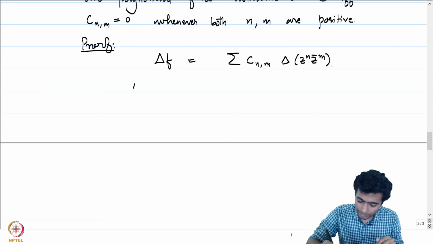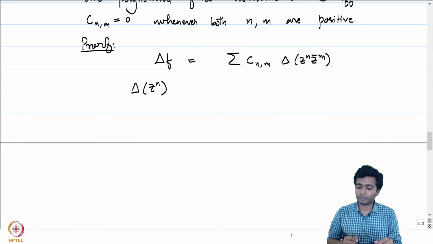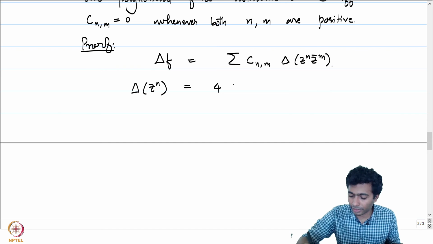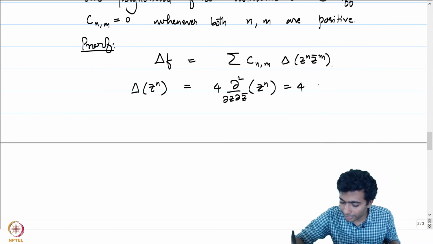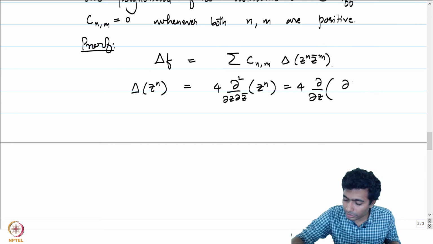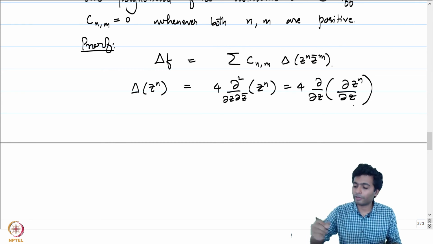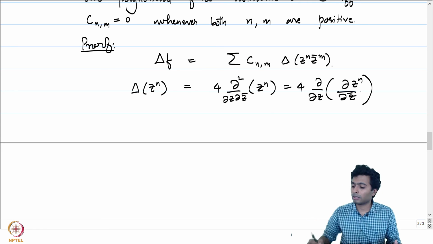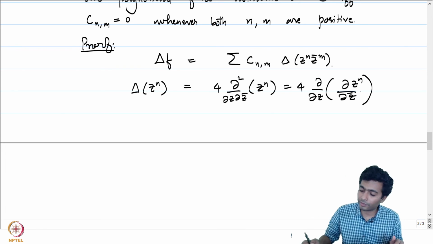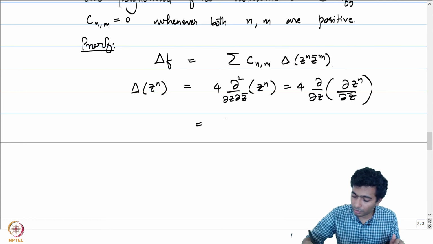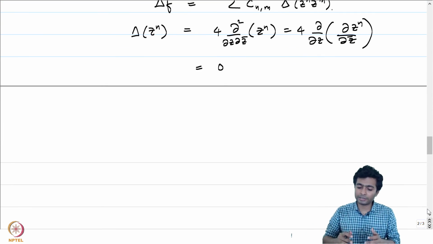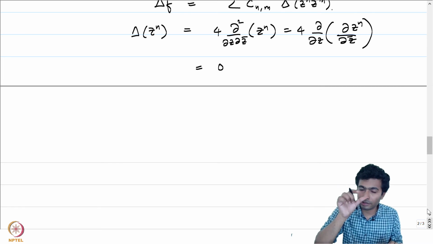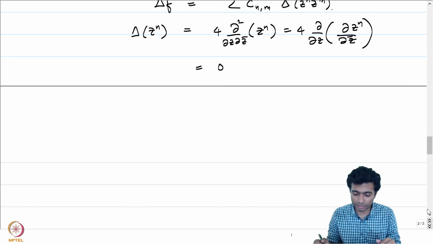The first question is, what is going to be the Laplacian of z^n? Remember that the Laplacian can now be written as 4 times ∂²/∂z∂z̄ of z^n in this case, which is equal to 4 times ∂/∂z of ∂(z^n)/∂z̄. And we have already seen that the Wirtinger derivative of z^n with respect to z̄ is 0. So this is equal to 4 times ∂/∂z of 0, which is 0. So the Laplacian of z^n is 0. So in particular, the function z^n is harmonic. That's what we have just established.